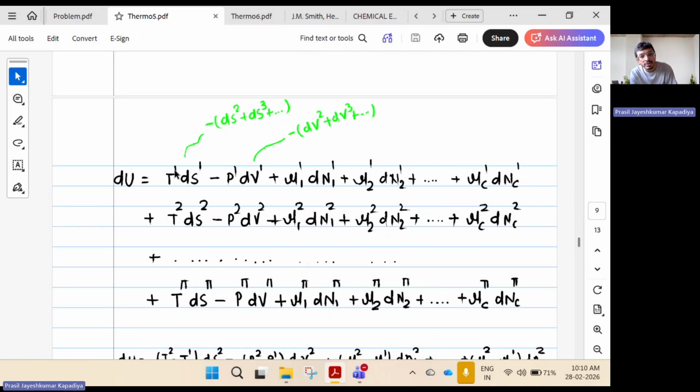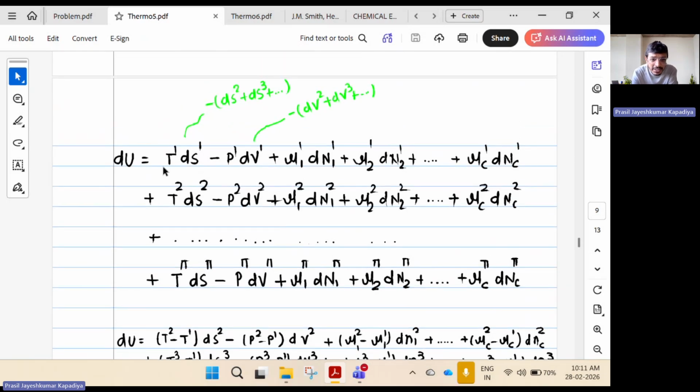So what I am supposed to do is first replace dS1 is equal to minus of (dS2 plus dS3 plus dS4) up to so on. Similarly, dV1 I can replace as minus of (dV2 plus dV3 plus) up to so on. So like this, when I replace it, what will I have?